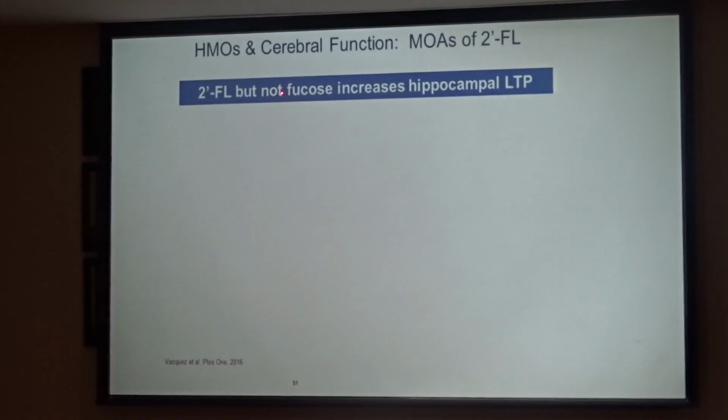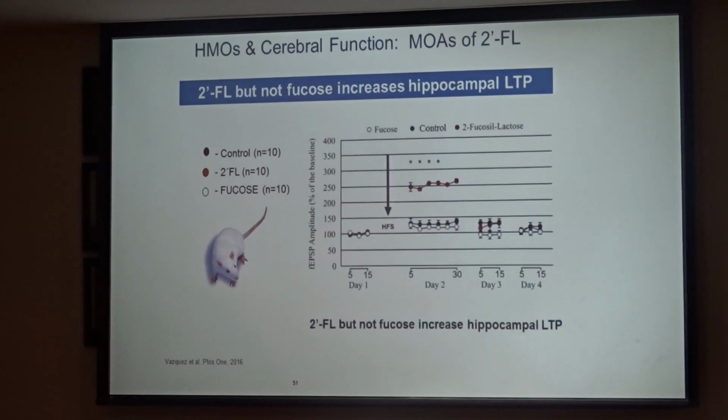And it is 2FL, not the fucose. Here they gave fucose alone and 2-fucosyllactose. They found that those fed 2-fucosyllactose specifically had higher excitatory postsynaptic potential. Here is the 2-fucosyllactose, and here the control and fucose alone.